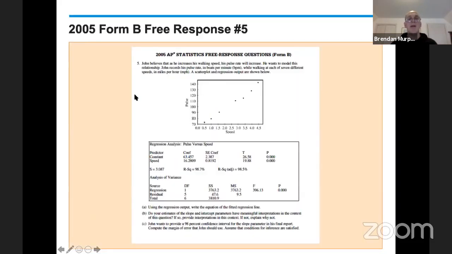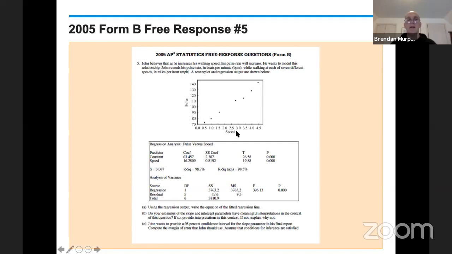So here's some AP exam practice, and I'll see if I can do this really quickly and get you out of here on time. So John believes that as he increases his walking speed, his pulse rate will increase. That makes sense? The quicker I walk or run, the pulse goes up. He wants to model this relationship. John records his pulse rate in beats per minute while walking at each of 7 different speeds in miles per hour. Looks like we've graphed that.